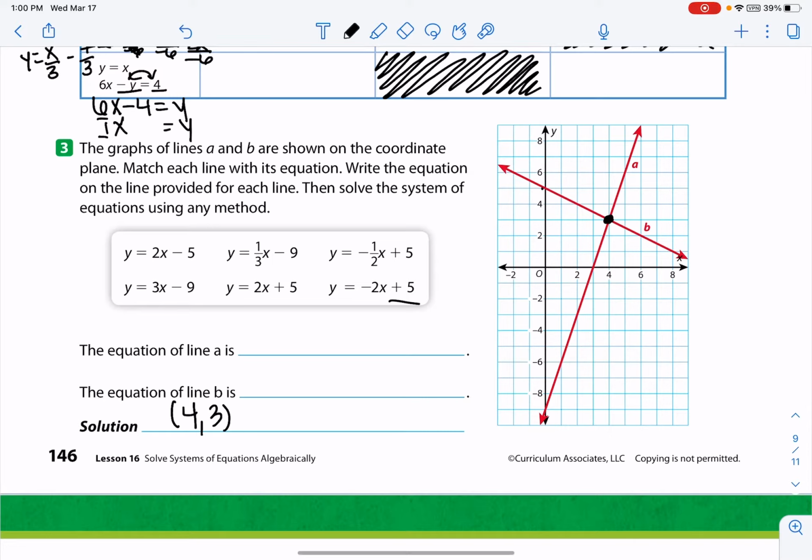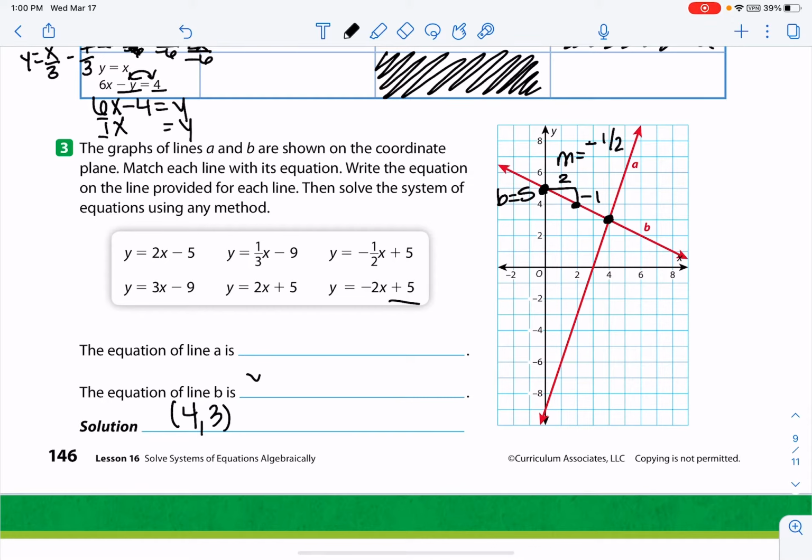So line B starts at 5 on the y-axis. And then I just find the slope. I choose any 2 points I want to. I go down 1 and over 2. So that slope is -1/2 for line B. And I've got my whole thing. I've got everything I need.